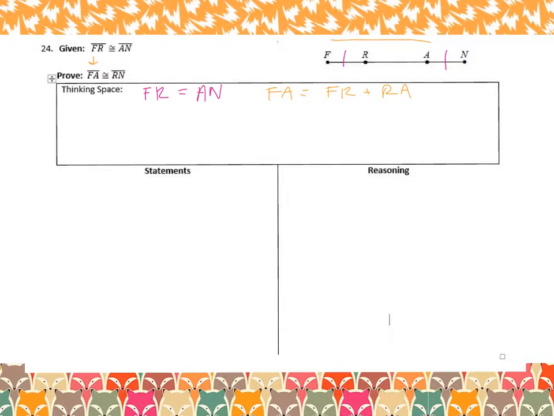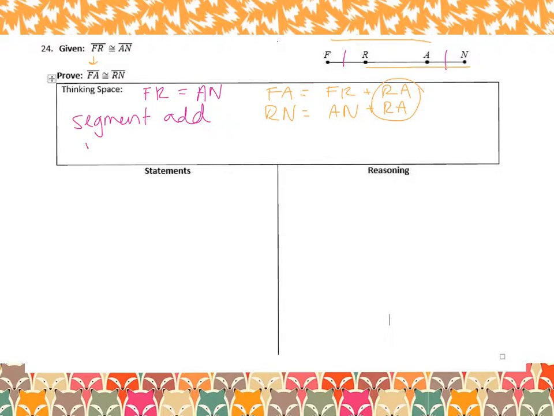I also notice that RN, which is something we're proving, that segment RN is made up of AN, which is again from our given statement, plus that segment RA. So that might be really important to notice, that those appear in both of those statements. I'm thinking that somewhere in my proof I'm going to be using segment addition. I might write unit 1.1 because it reminds me of that.